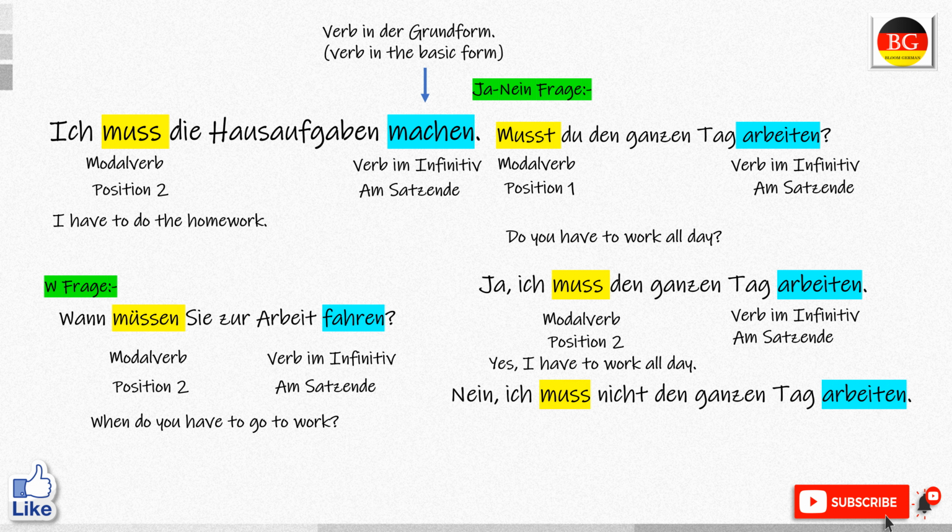Let's see. Nein, ich muss nicht den ganzen Tag arbeiten. No, I must not work all day. So the modal verb takes the position two, and the verb in infinitive comes am Satzende. So what is the rule for framing the Ja Nein Antworten? Nein, comma plus subject plus modal verb in conjugation plus nicht plus object plus main verb in infinitive form.